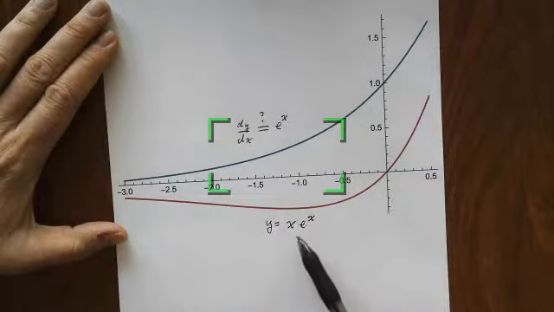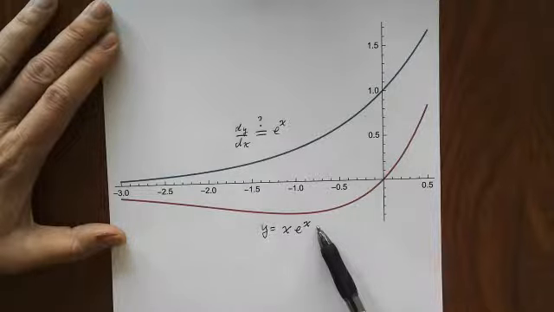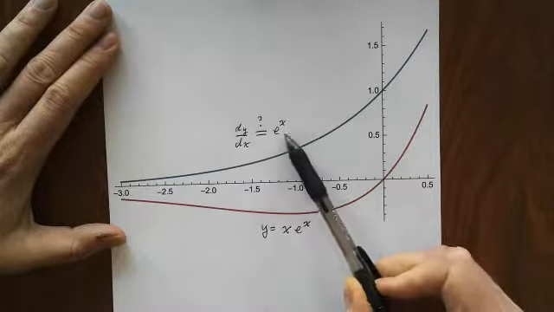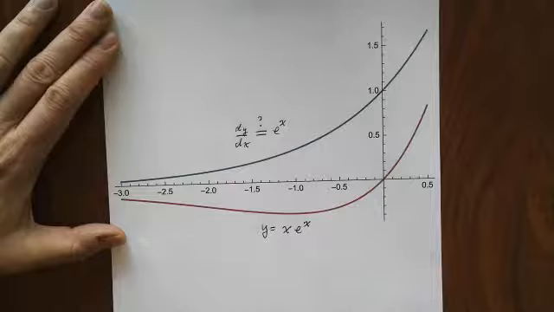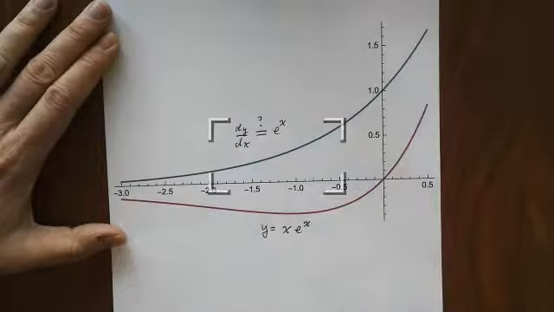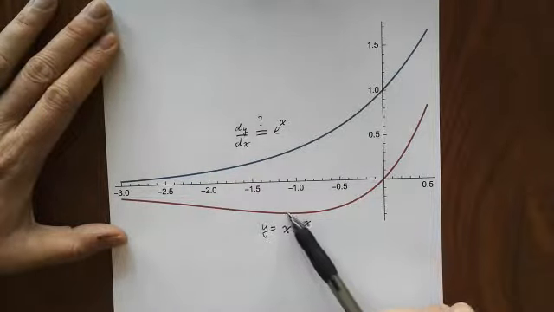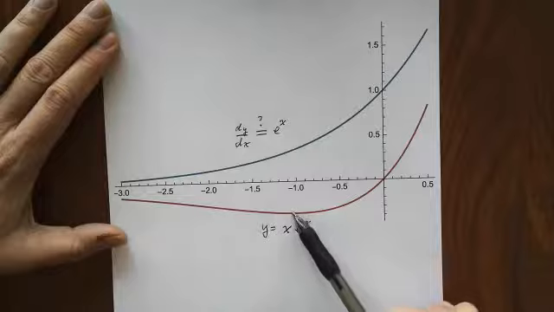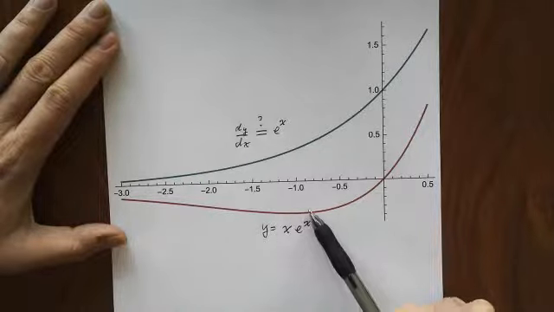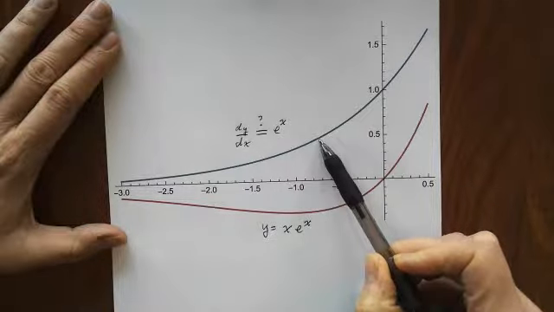So here's y equals x e to the x in red. If the derivative happened to be e to the x, like we showed here, we can see that there's a problem. For example, right in here, the slope of x e to the x is about 0. So therefore, the derivative would have to cross the axis, and it clearly doesn't.